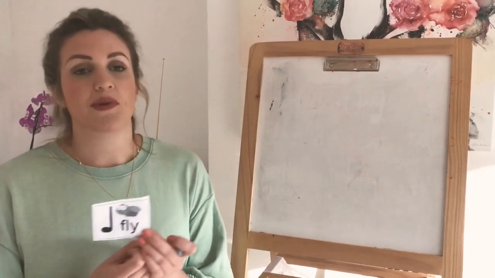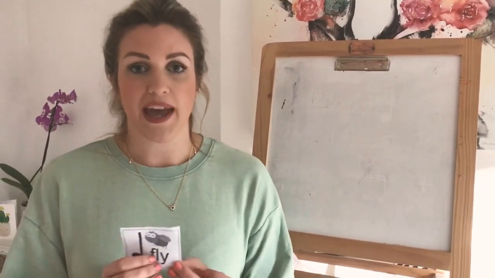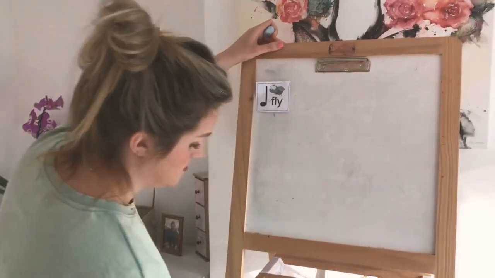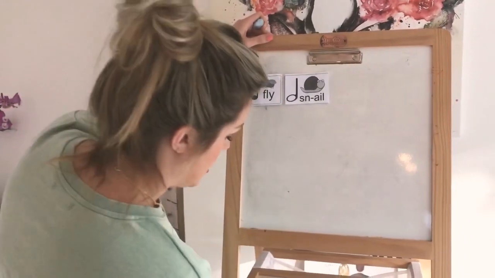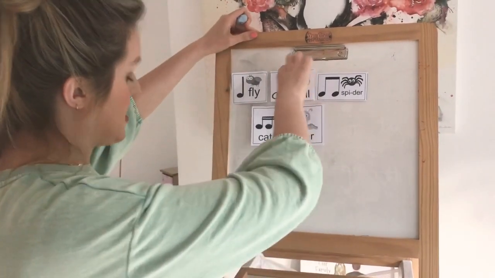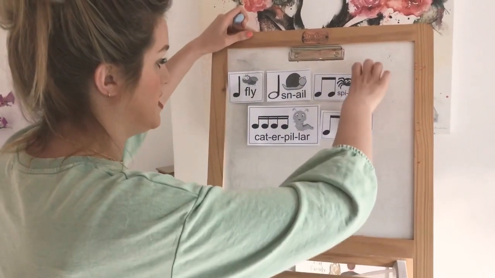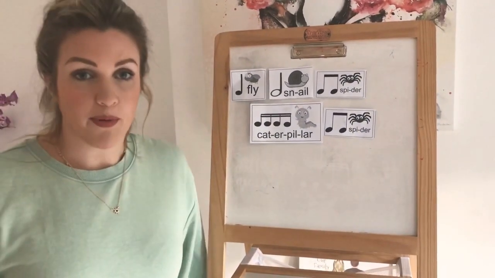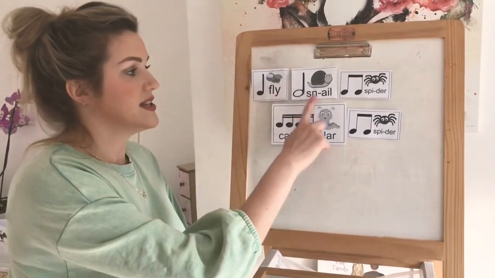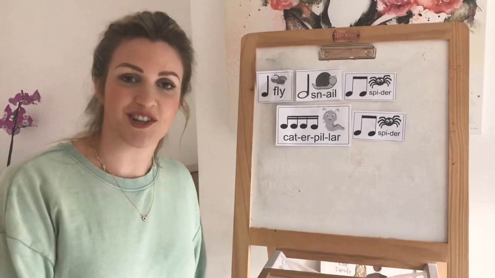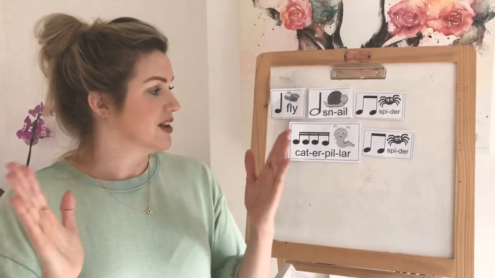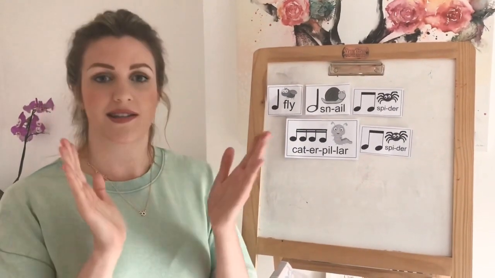Then what I want you to do is to pick 5 cards at random and arrange them in front of you. So I've got fly, snail, spider, caterpillar, spider. I want you to practice clapping these rhythms. If you need to say the insects as you go, if it helps you, that's absolutely fine. So should we have a go? Fly, snail, spider, caterpillar, spider.